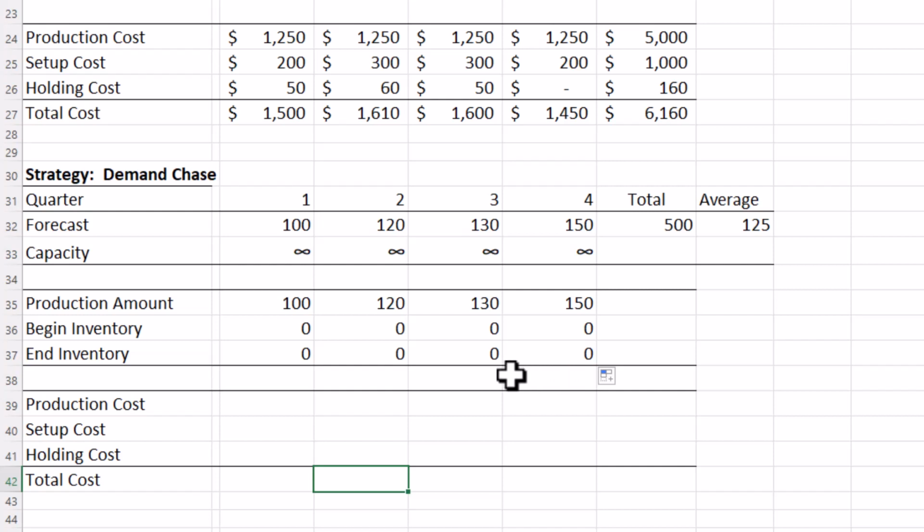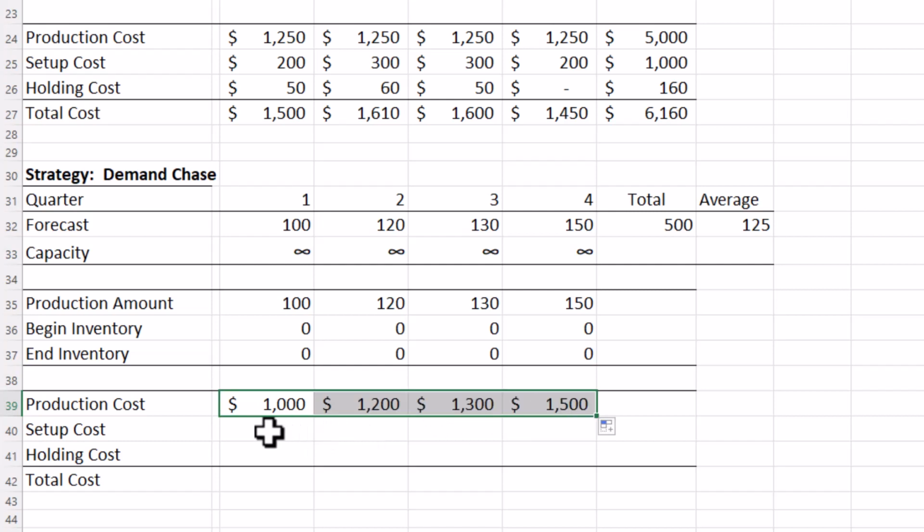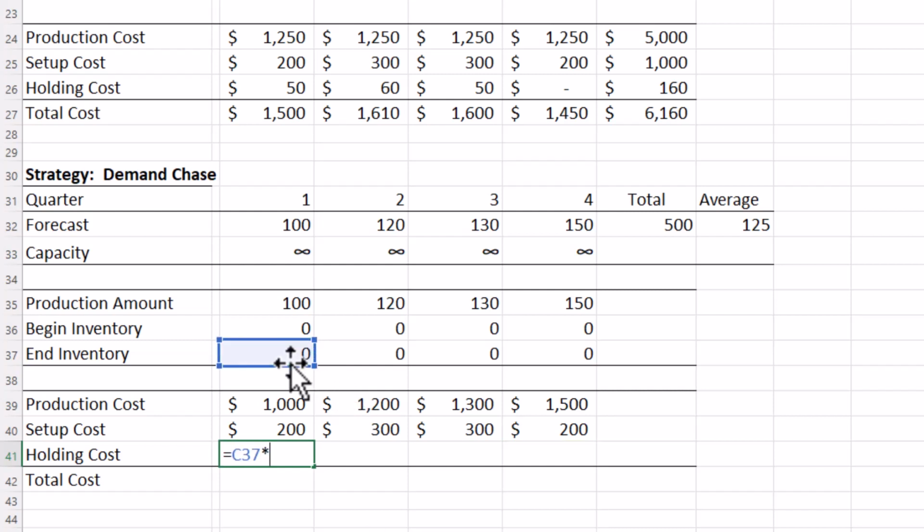So now let's figure out the total cost associated with this approach. Production cost is going to be the same as before, which is the amount produced multiplied by $10 per unit, and we're just going to carry this forward. Setup cost, we're going to type in our setup cost as before. The first period was $200. The second one was $300. The third one was $300. Fourth one was $200. The holding costs are all going to be 0, but I'll just go ahead and do the formula anyway. It's multiplied by 2.